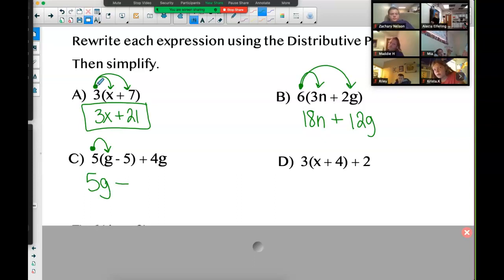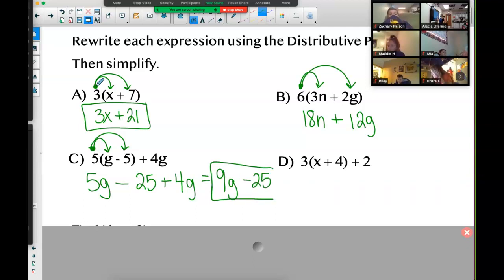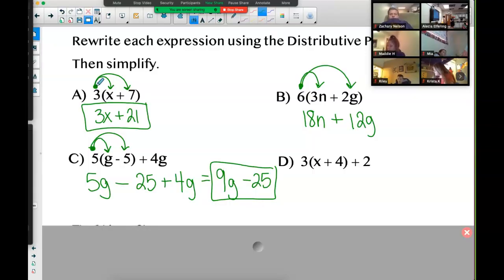And then a minus sign. And I'm going to share the 5 with the 5. 5 times 5 is 25. And then I'm just going to put plus 4G. Now, can I simplify anything? Can I put anything together? Yes. What can I put together? 5G and 4G. Yeah. 5G plus 4G is 9Gs. So we have 9G minus 25 would be our simplified answer. So this one we had one more step because we had to simplify.